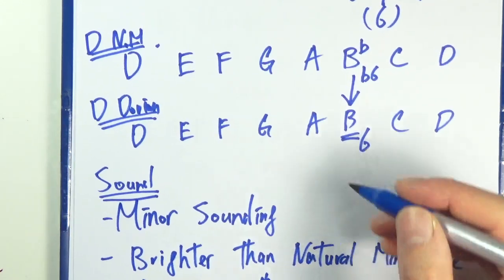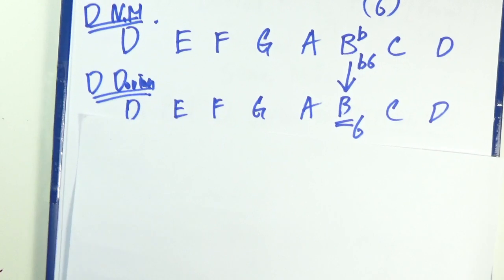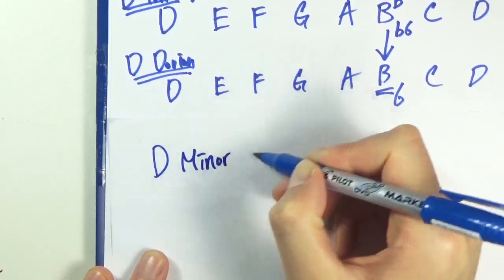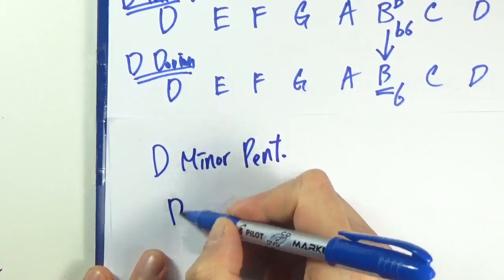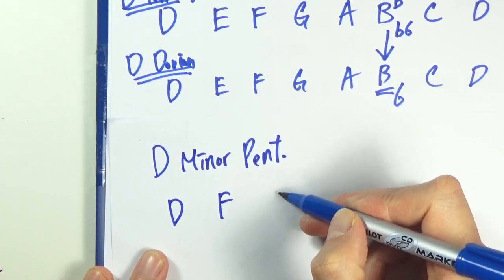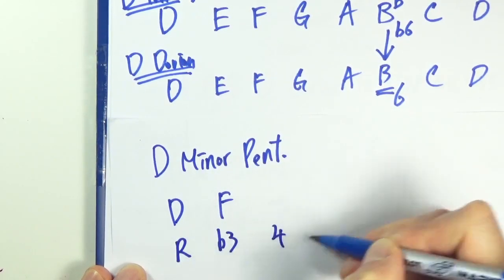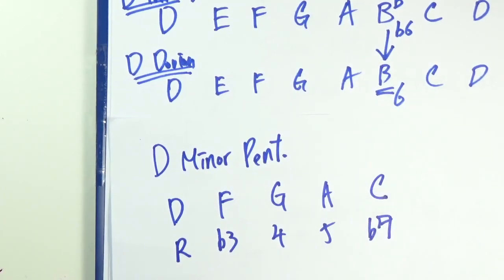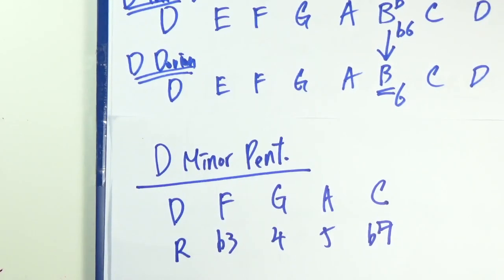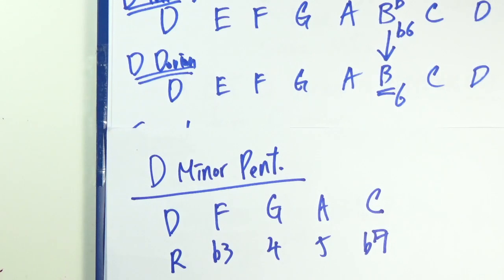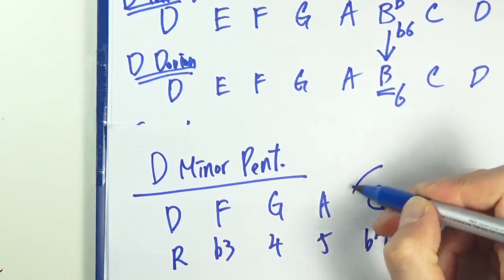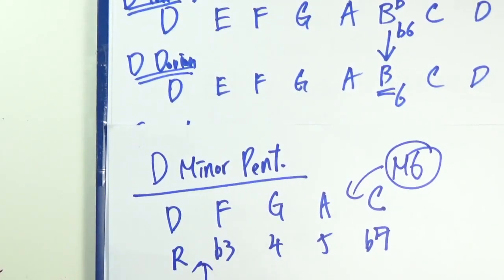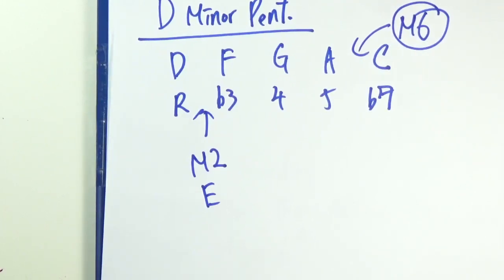Another way to think about it is in terms of a minor pentatonic. If you write out D minor pentatonic, that's root, flat 3, the fourth, fifth: D, F, G, A, and then flat 7, a C note. You can think of the Dorian scale as a minor pentatonic with a major 6 added to it and also a major second, the E note. That's another way to think about it.